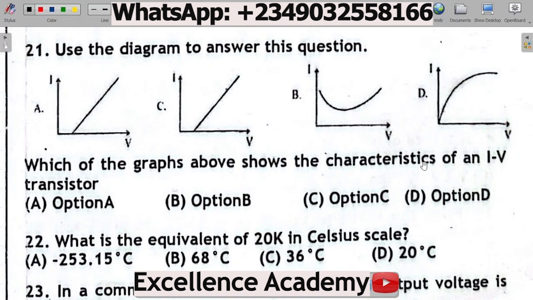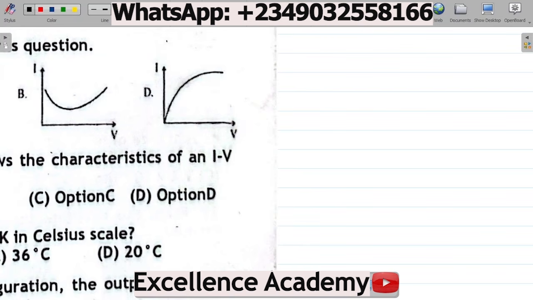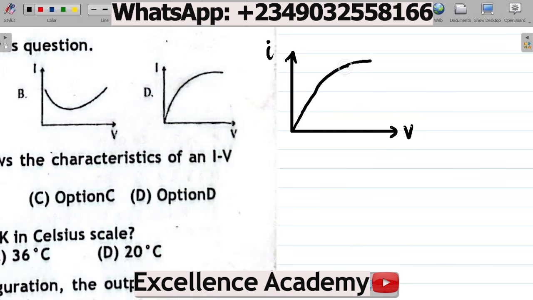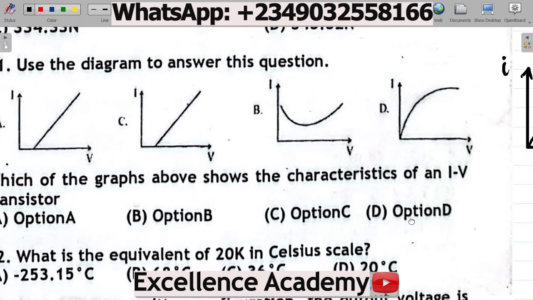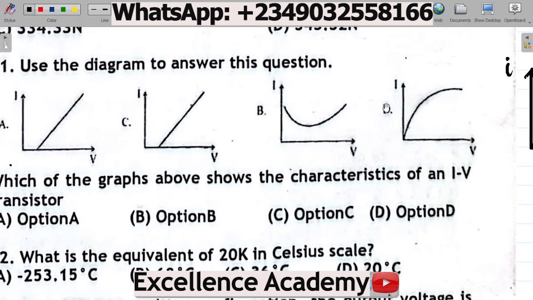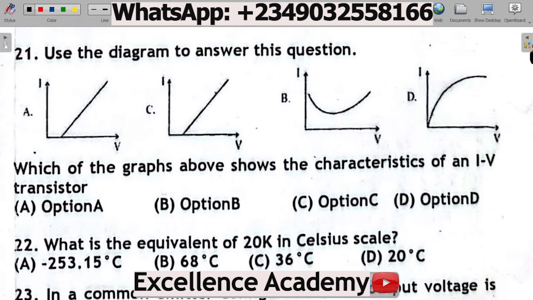All right. The leveling off shows saturation. And by that, I mean for the current voltage, let's draw this. So you have current I, then you have voltage V. It starts with a rapid rise or an exponential, which is this, and then it levels off at some point, which is this. So this is what it looks like. And if you compare this to the available options, we can see that option D is the correct answer. So for 21, the correct answer there is option D.